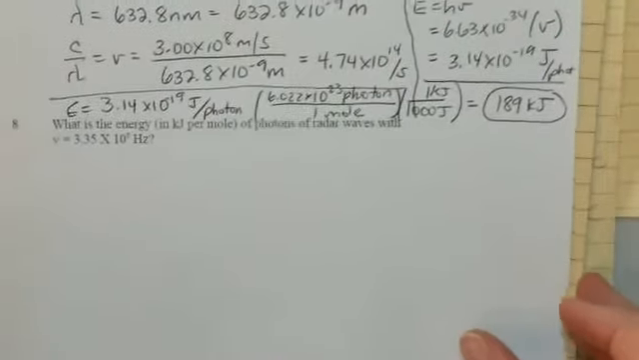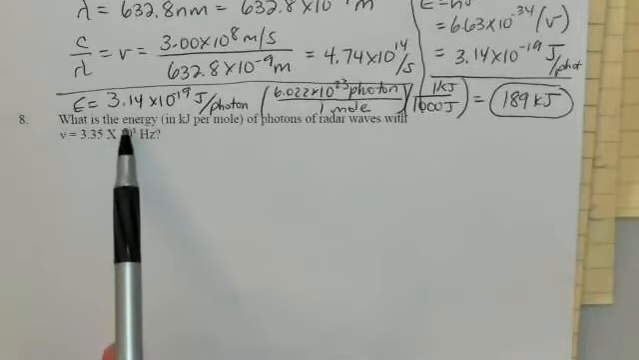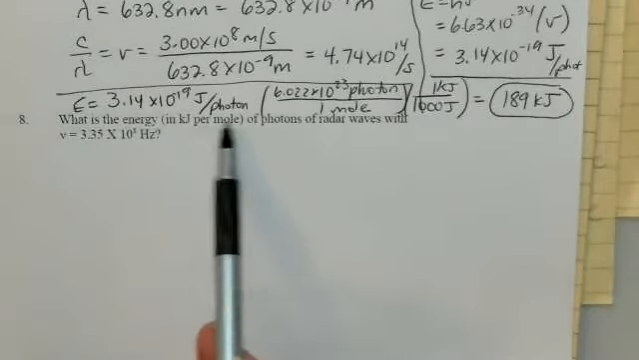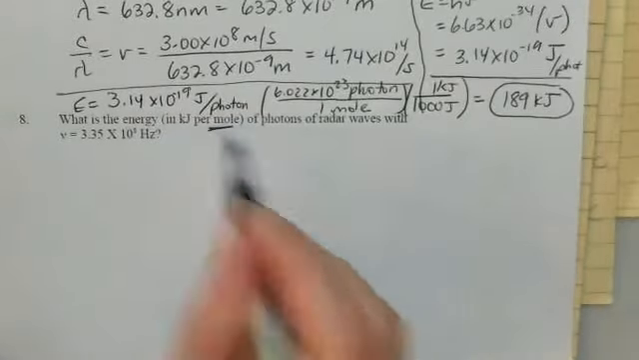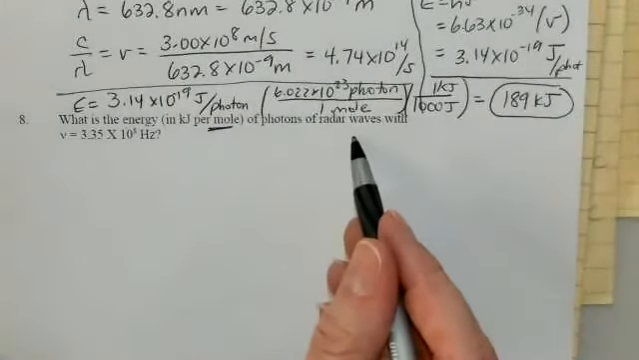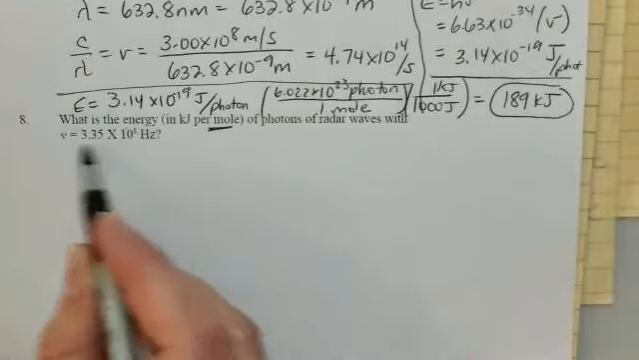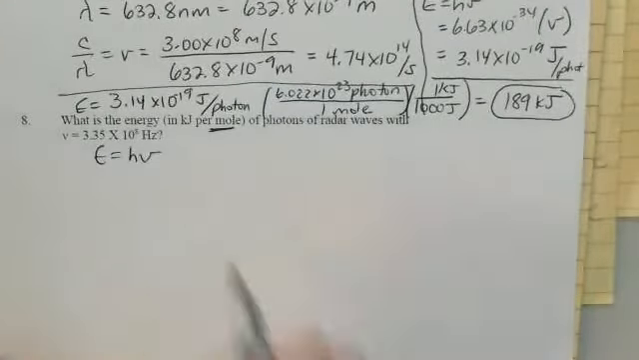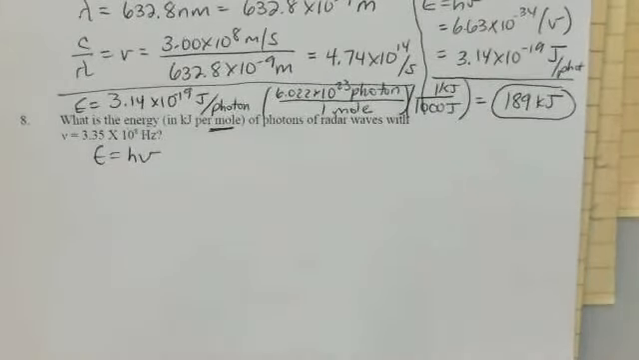All right, then the next one is going to be very similar. We've got energy, again, in kilojoules per mole. So again, we're going to be focusing on the mole, and we're looking at photons with radio waves that have a frequency here. So since frequency is given, we're just going to do E equals h nu and then convert the units. We won't have to use the speed of light equation here because we didn't get wavelength. We went ahead and got frequency.